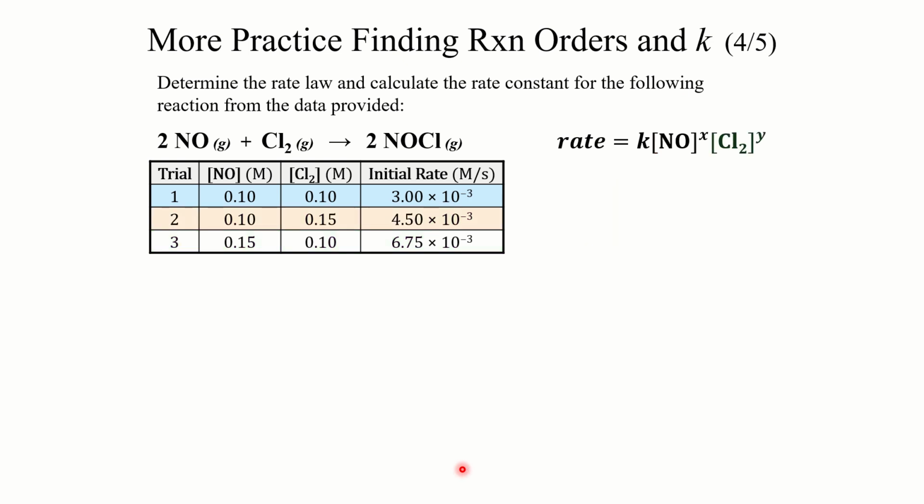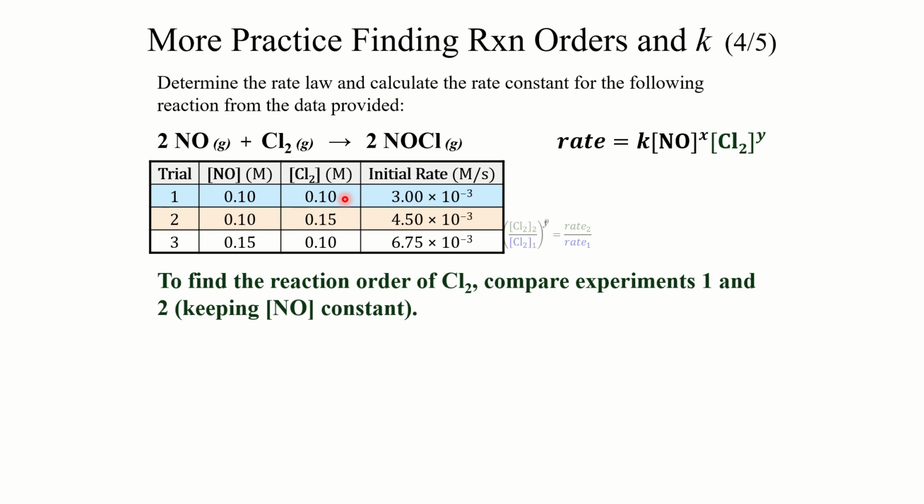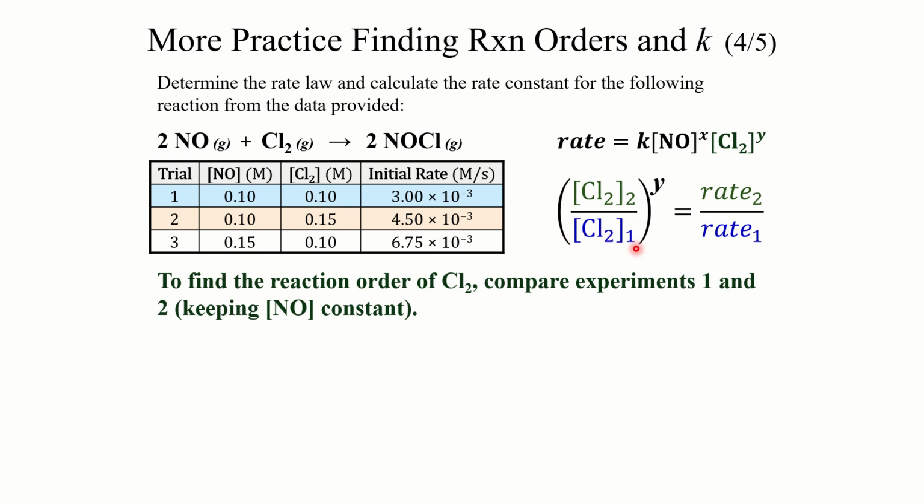Let's repeat this for Cl2. So to find the order of Cl2, I'm going to choose trials 1 and 2, since in trials 1 and 2, NO stays the same, but Cl2 changes. So I'm going to do trial 2 over trial 1. So I'll do the concentration of Cl2 in trial 2 divided by the concentration of Cl2 in trial 1, all of that within the parentheses raised to the Y power equals rate 2 over rate 1.